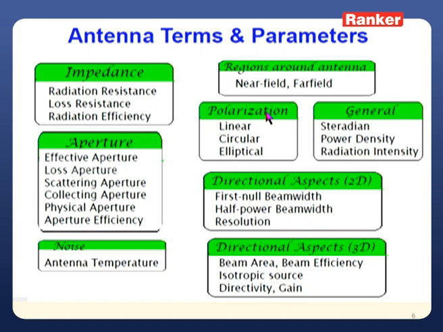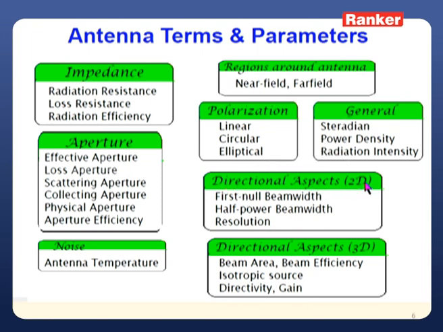And what are the different types of polarizations which may come from the antenna, or which will be generated by the antenna? We already discussed this, that a linearly polarized signal, a circularly polarized signal, or an elliptically polarized signal can be generated. And the general parameters are: what is a steradian, what is the power density of the antenna, and what is the radiation intensity of the antenna, which we will discuss.